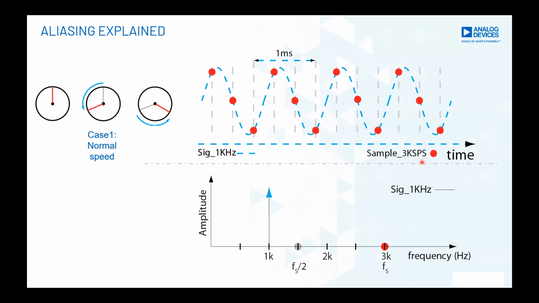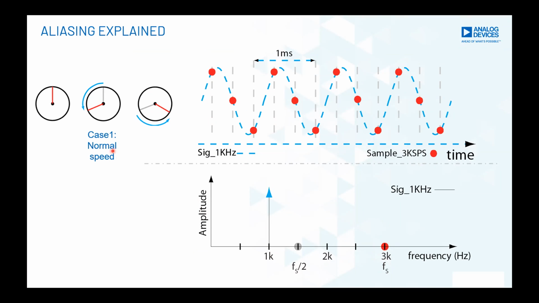And what if I sample it at 3 kilo samples per second, meaning 3 times in every cycle? So you will see these red colored dots over here. And when I join them together, you are able to reconstruct a 1 kilohertz signal. So when we look at the frequency domain, you would rightly see that there's a 1 kilohertz signal in the frequency spectrum, and you have your sampling frequency at 3 kilohertz.